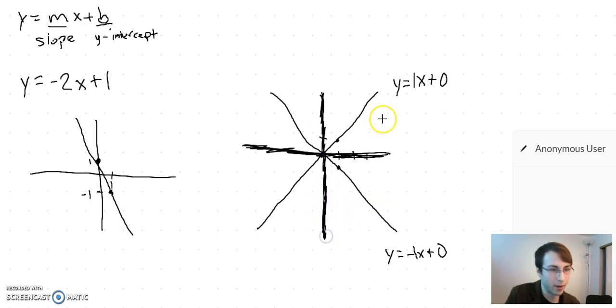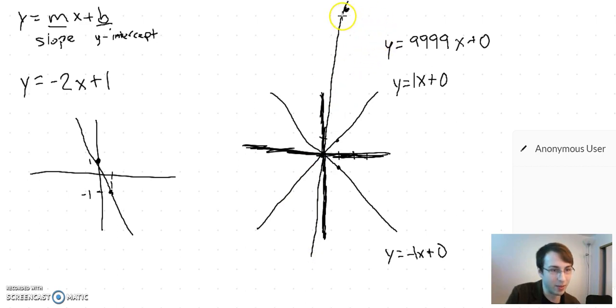How about y equals 9,999x plus 0. That's a huge number. So when we go over 1, then we're going to go up 9,999. Let's just say it's like way up here. And then make that line. So that becomes a lot steeper. As you increase the slope, the line gets steeper. It's like you're climbing up a hill. Like it's harder to climb. That's like the elevation of the hill. So this hill, well, I guess it's like a mountain, has an elevation of 9,999 feet.